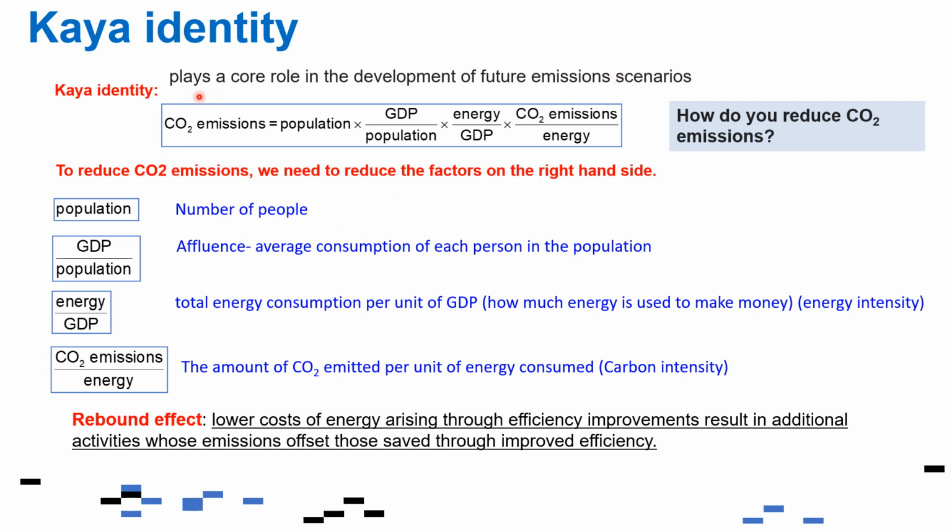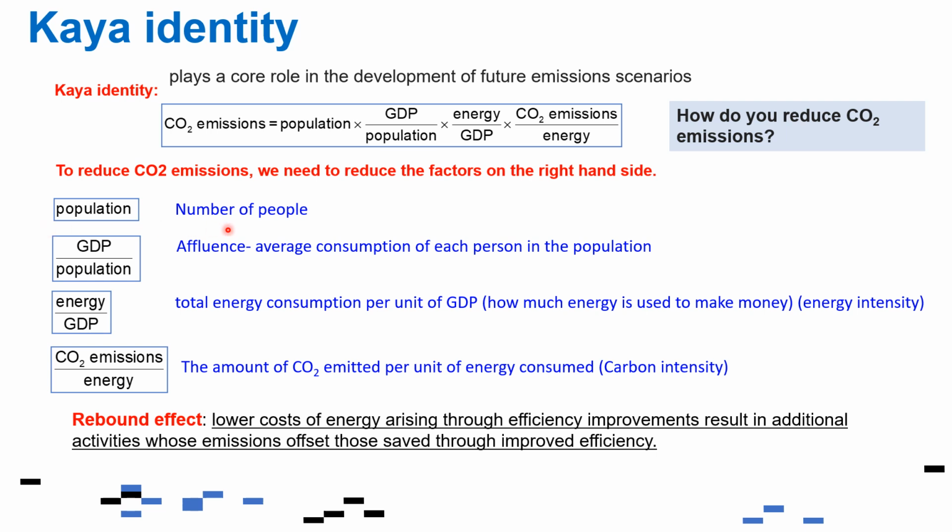So to reduce CO2 emissions, we need to reduce the factors on the right side. There are basically four terms here: population, GDP per population, energy per GDP, and the ratio of CO2 emissions and energy. So how do you really reduce CO2 emissions? Let's first take a look at population.